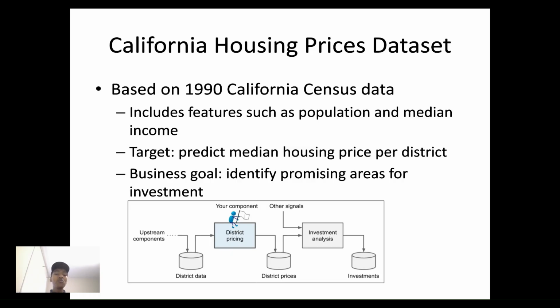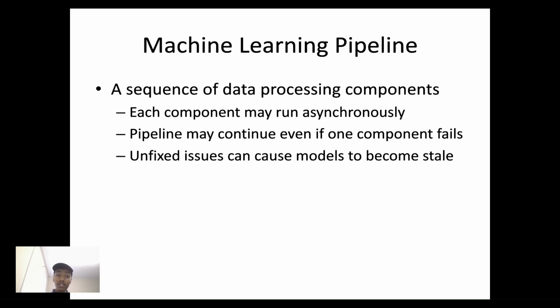Now, why exactly would we be asked to do this? We're going to be asked to do this to identify promising areas for investment. So maybe a business wants to invest in a particular area where the house price is higher, because then they can get a greater return on investment. That's our business goal, and this goes into the idea of machine learning pipelines.